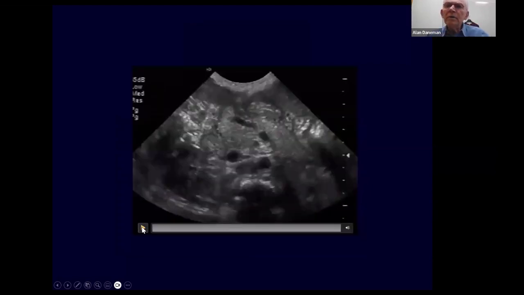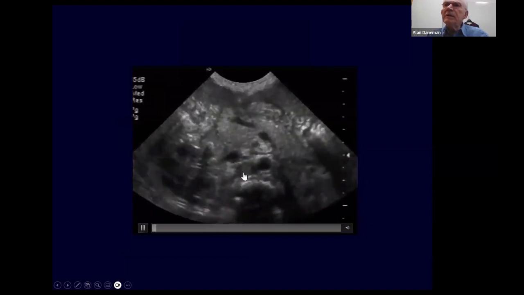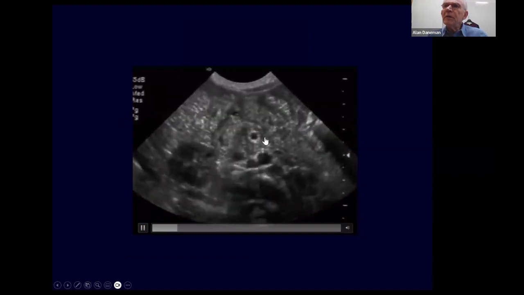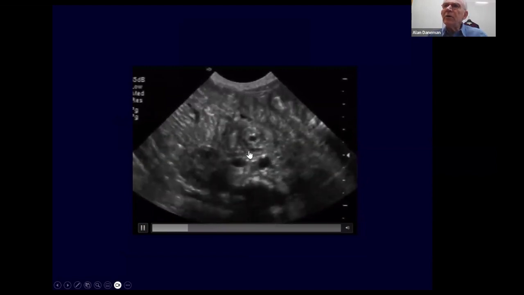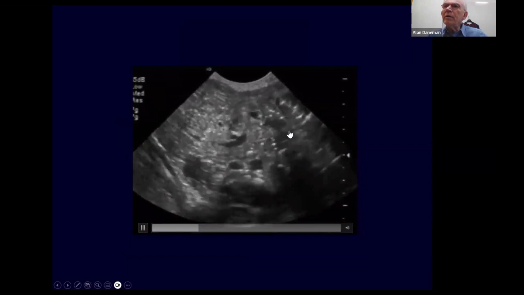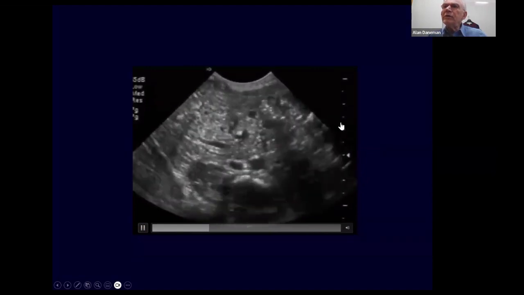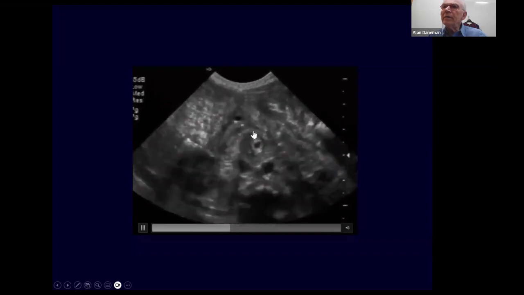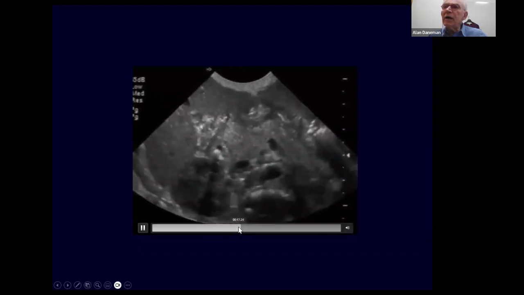On video, you will see here the superior mesenteric vessels are inverted. And then as we go down, you'll see the coil of that volvulus. And then coming back, you see the coil again. And you can see it on grayscale. You don't have to have Doppler.